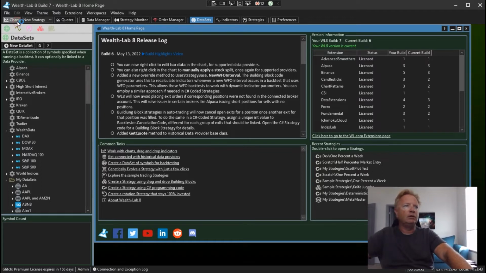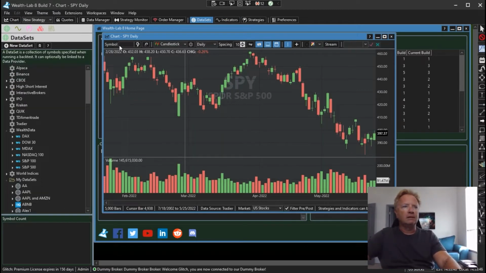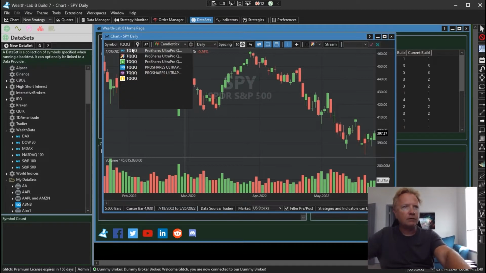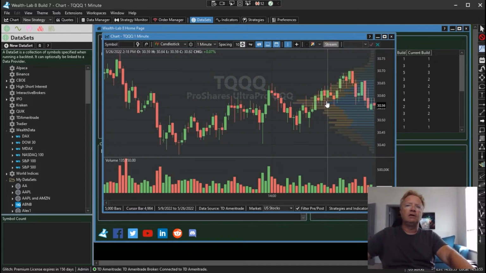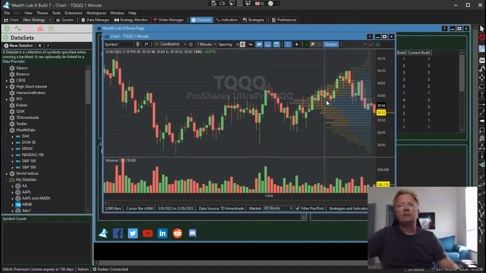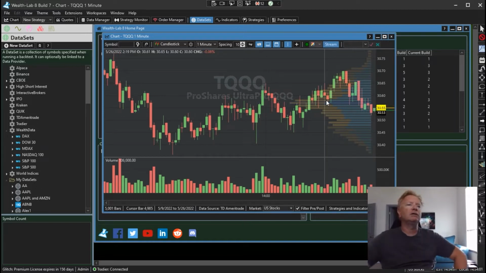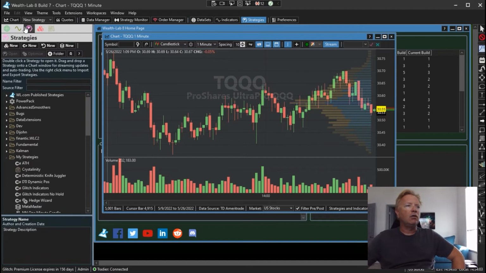Let me open up a chart. Let's get a triple leveraged QQQ going on the 1 minute scale and start streaming. So we have our streaming chart. Let us now look at our strategies in my dev folder here.